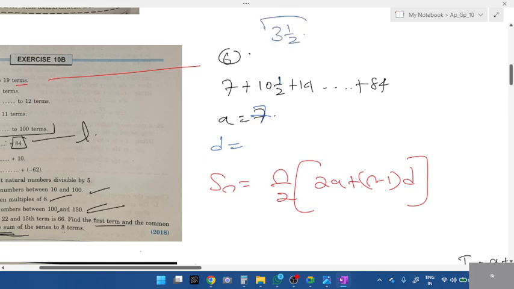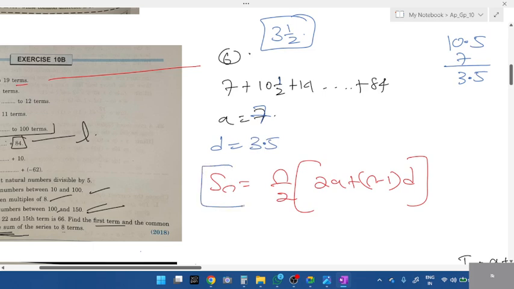How much is 10 and a half minus 7? Isn't it 3 and a half? Okay, how much is 10.5 minus 7, students? 10.5 minus 7 is 3.5, that is 3 and a half. Okay, let me write 3.5. D is 3.5. How many variables are missing here?